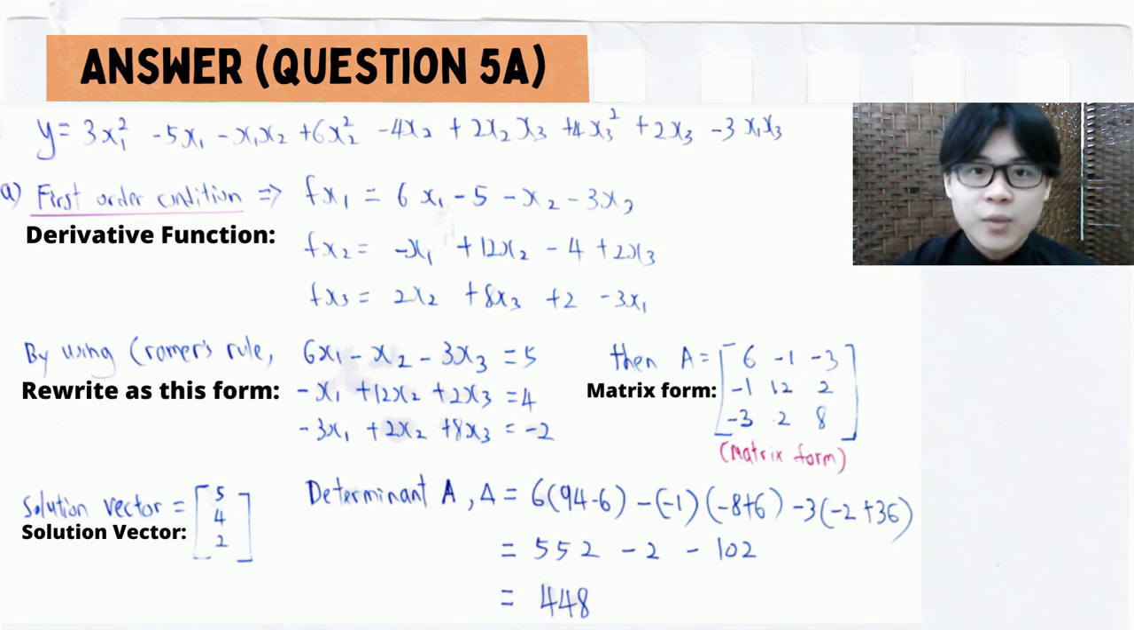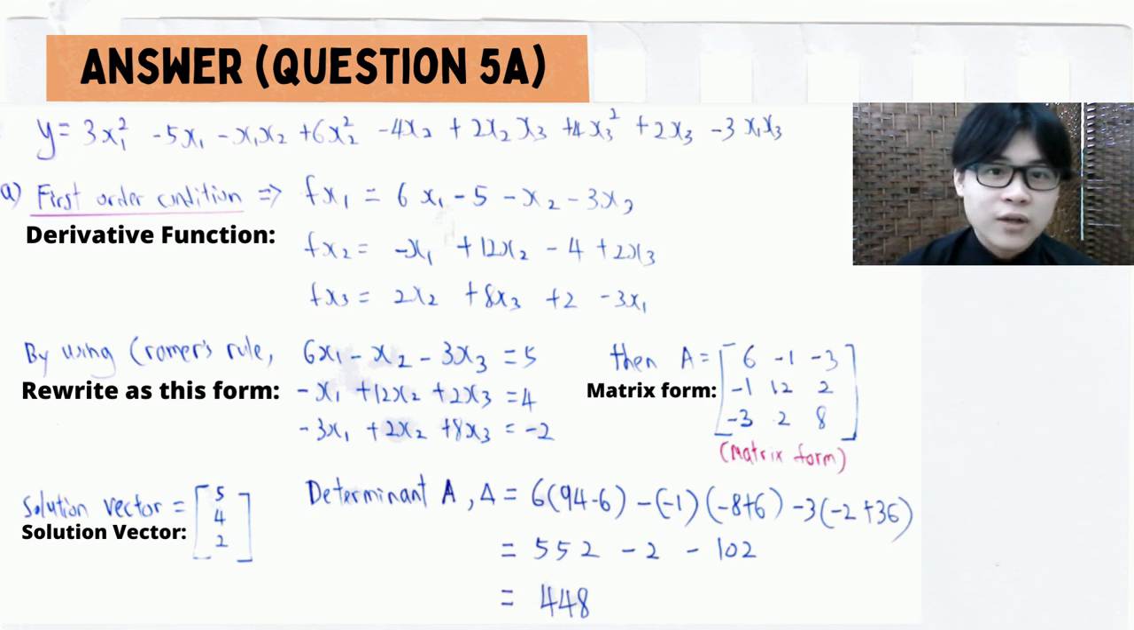To solve the first part of question 5, which is the first order conditions, we need to do the first derivative for the variables x1, x2 and x3. From the first derivative, we will get the derivative functions of variables x1, x2 and x3. To apply the Cramer rules, we need to rewrite the functions in this form.